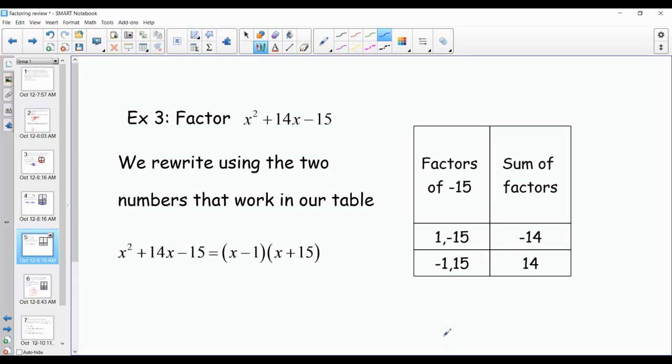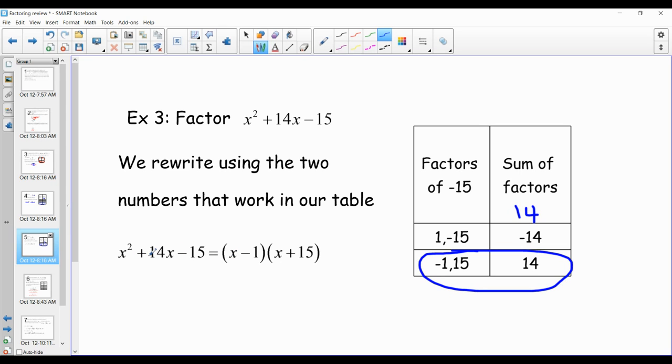I could have listed more factors here, but right after the second one, I found my answer. I need my sum to be positive 14, and I need my product to be -15. So 1 times -15 is -15, but 1 plus -15 is -14. That doesn't work. I need positive 14. Switch the signs around. -1 times 15 is -15. -1 plus 15 is 14.